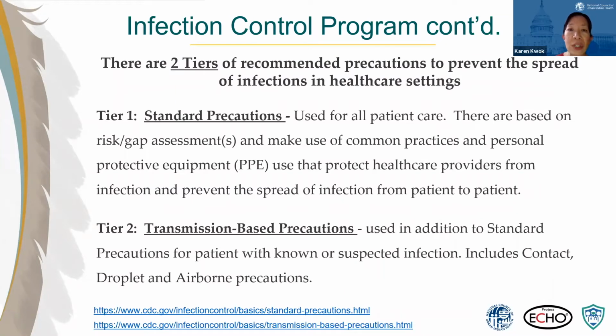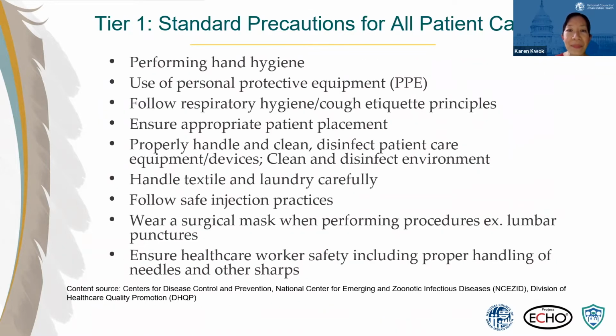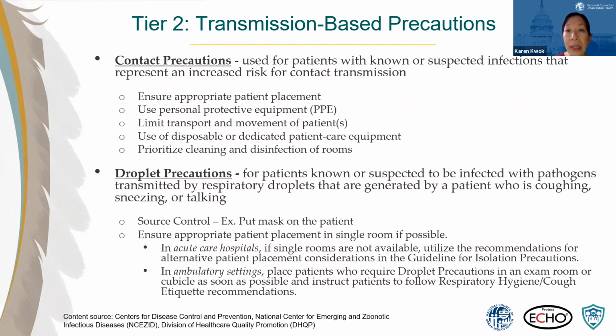Continued regarding infection control programs, there are two tiers of recommended precautions, both standard and transmission-based. Next slide. Here are a couple of examples of standard precautions for Tier 1. Next slide. In Tier 2, we also have some examples of transmission-based precautions. However, in this context of the COVID pandemic, we'll be focusing mainly on contact as well as droplet spread precautions. Next slide.